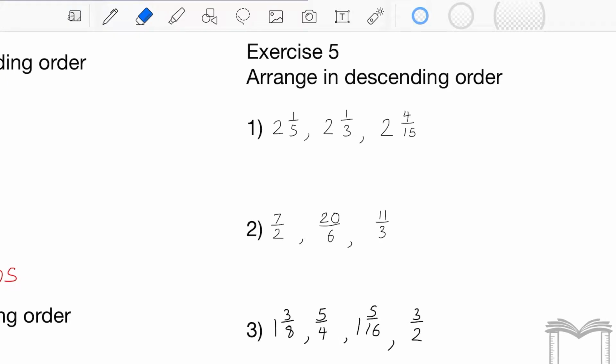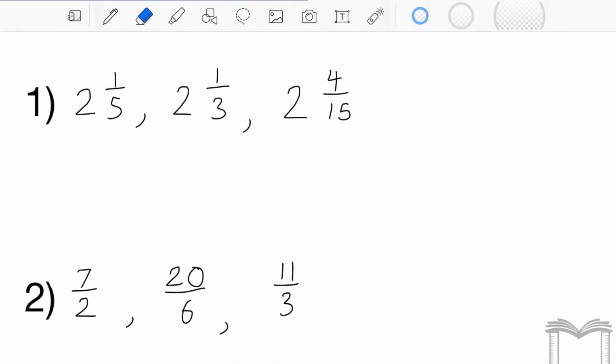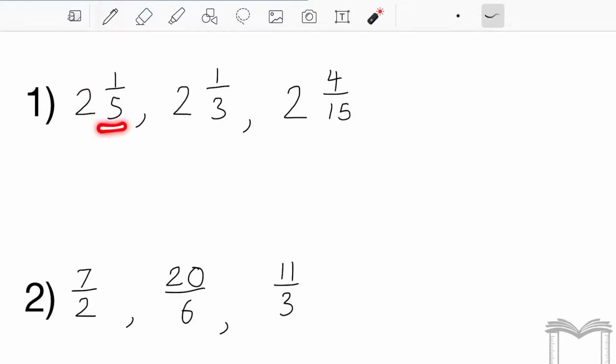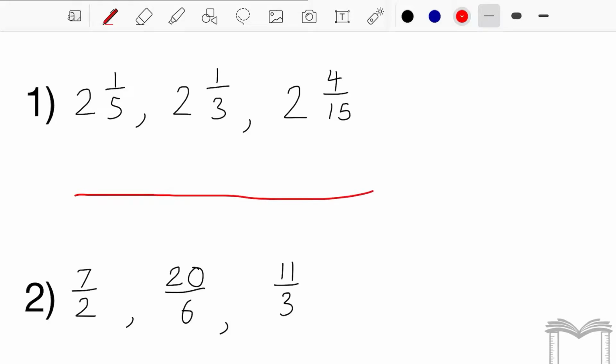Exercise 5. Arrange the following fractions in descending order. So again, we will continue to use the LCM method. Fortunately, for this question, number 1, all of them have the same whole number, which is 2. So we can simply just focus on the fraction and put those in descending order. So what number can 5, 3, and 15 go into without a remainder? What is the lowest number? That will be 15.